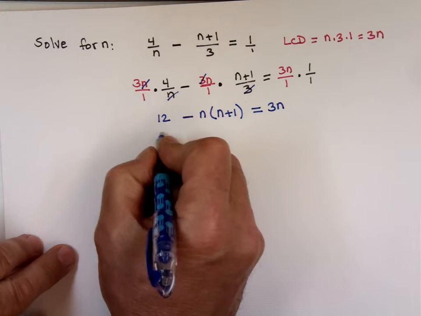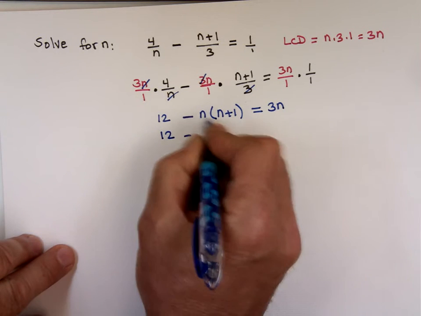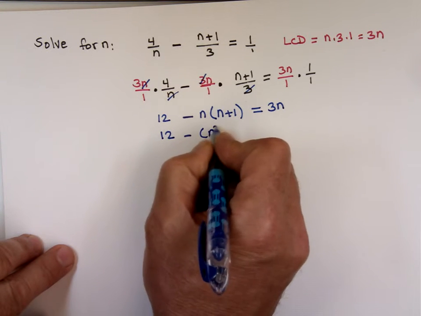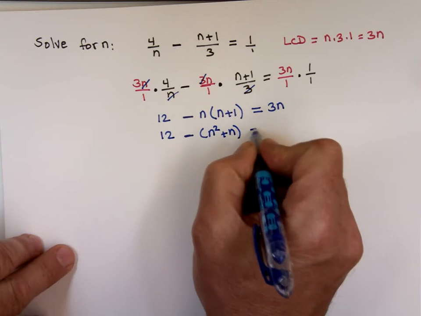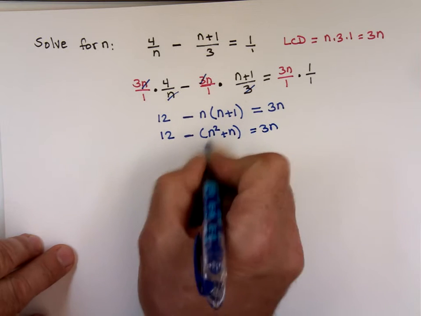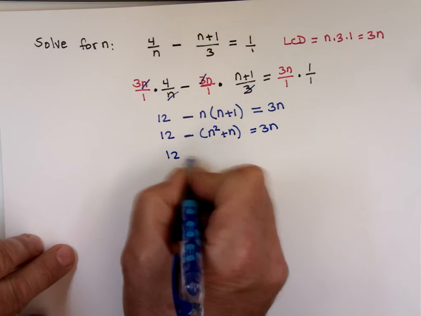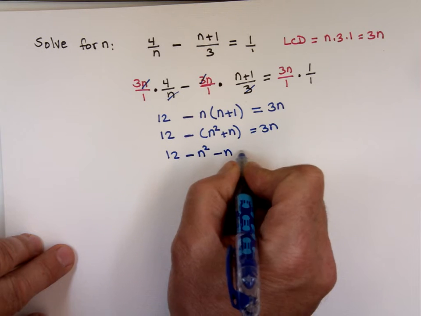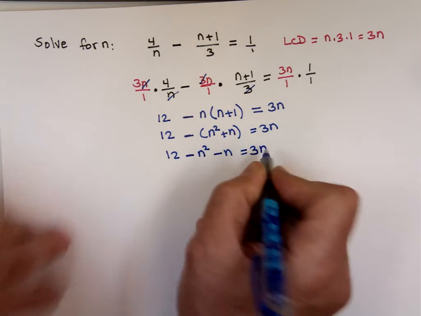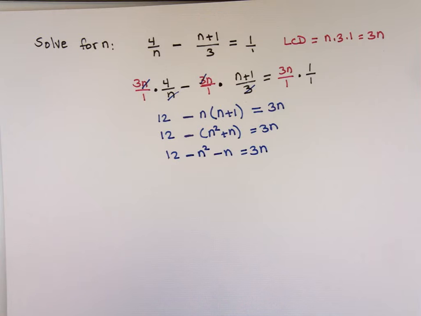Now let's see if we can solve this one. 12 minus, this is actually n squared plus n. There's the minus sign still sitting in the front. So when you distribute that minus sign, it will be 12 minus n squared minus n equals 3n. To me, that looks like a quadratic equation. And if you remember, when you have a quadratic equation, you want to move everything to one side.